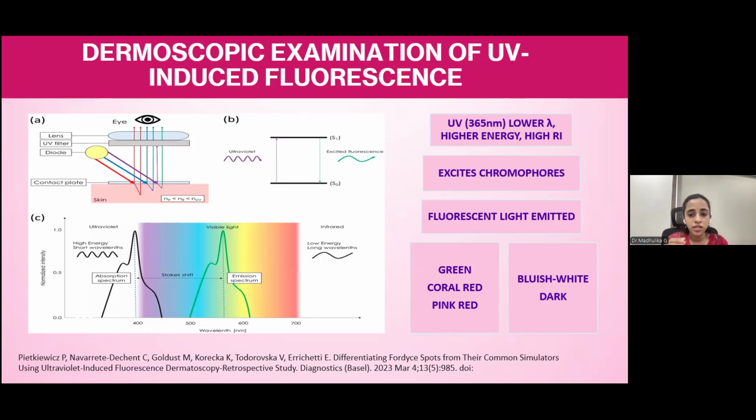Because of this, the release of the lower energy but longer wavelength light is usually in the visible spectrum, and you see it as a fluorescent light. This light can be green, coral red, pink red, blue, white, or dark, and that indicates different things when you look through your dermoscope, just like with Wood's lamp. Next slide, please.